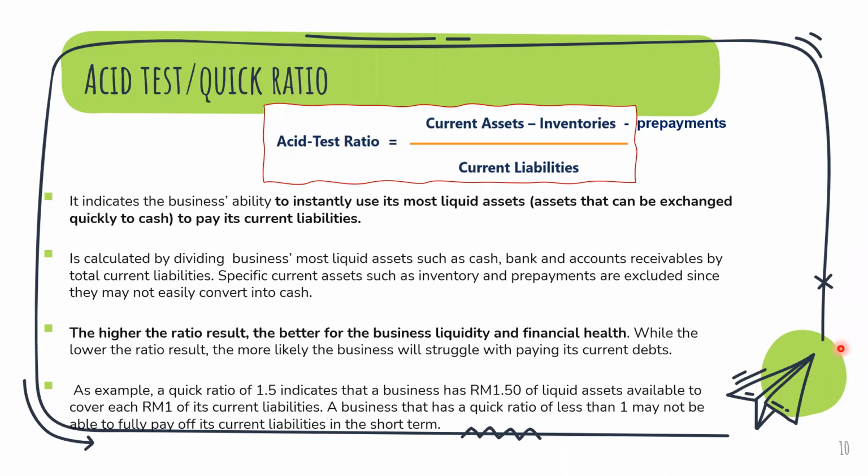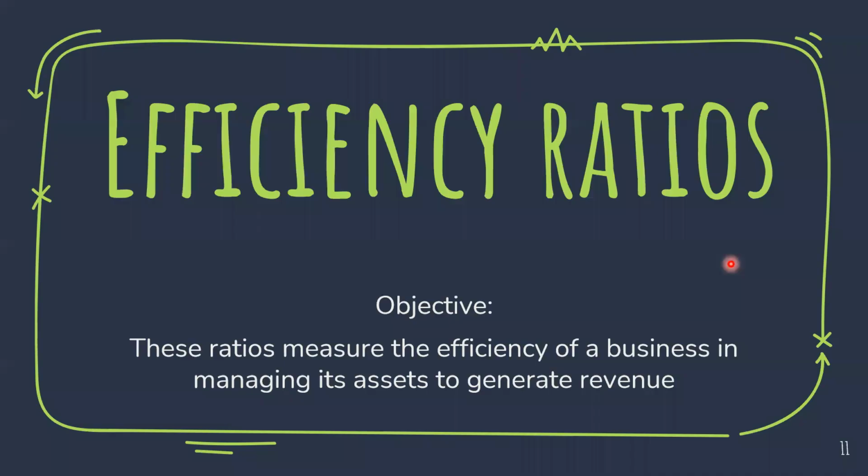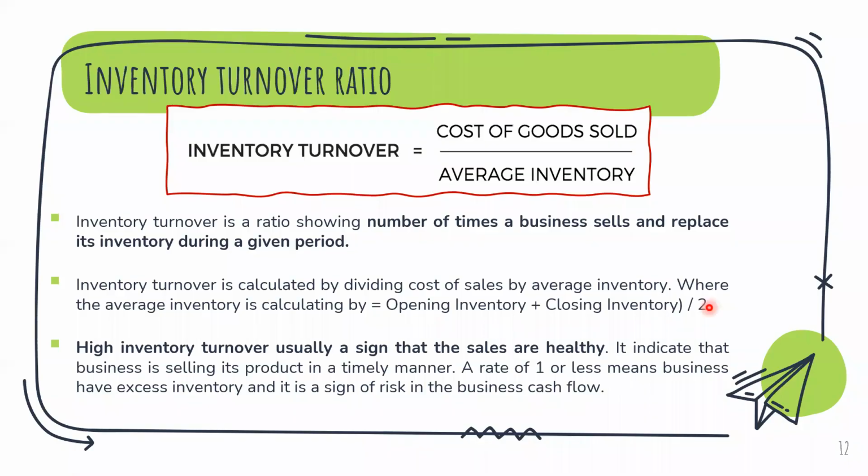Next, let us look at the next ratio. That is the efficiency ratio. The objective of the efficiency ratio is to measure the efficiency of a business in managing its assets to generate revenue. Under the efficiency ratio, we have two ratios.